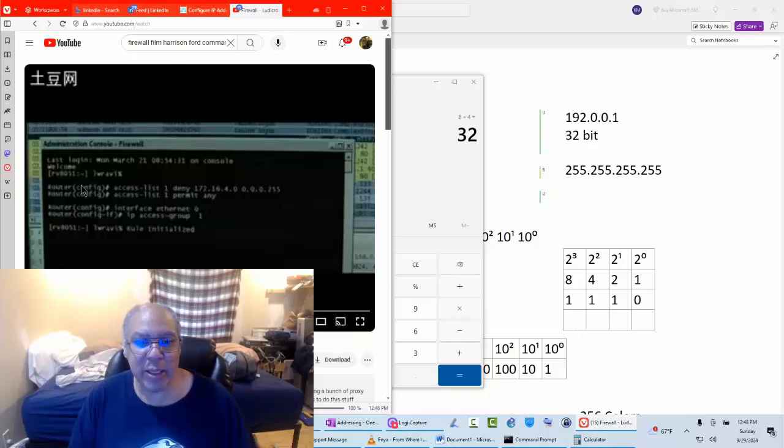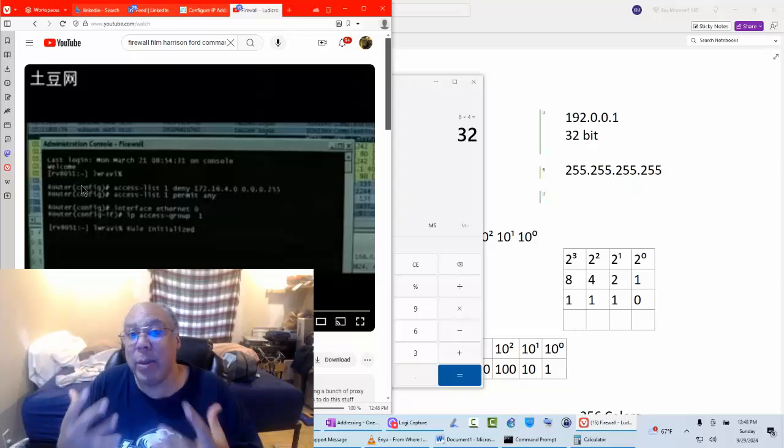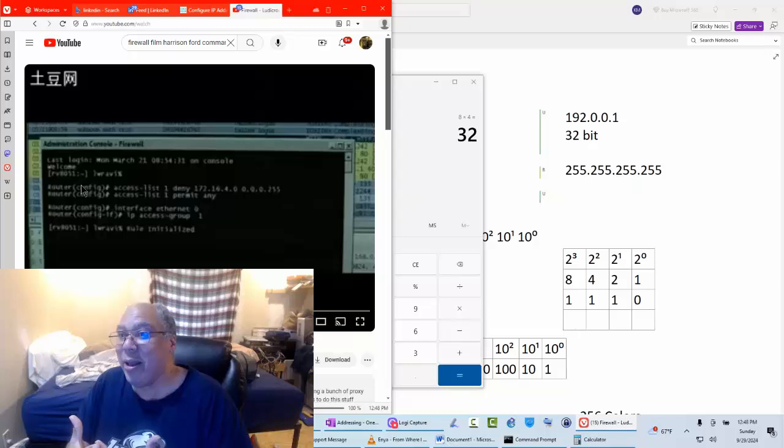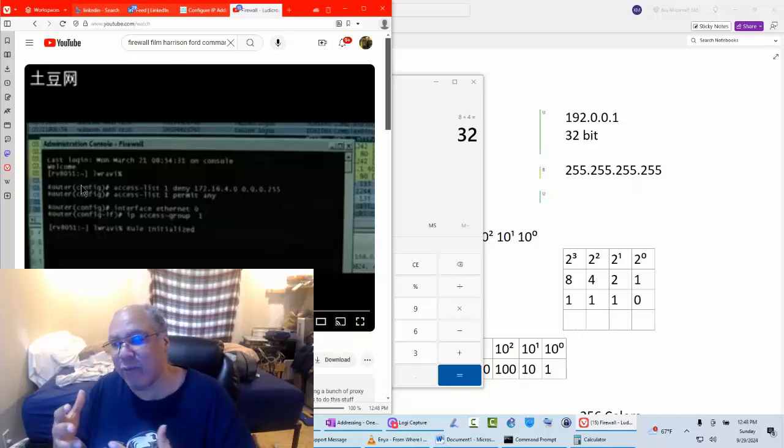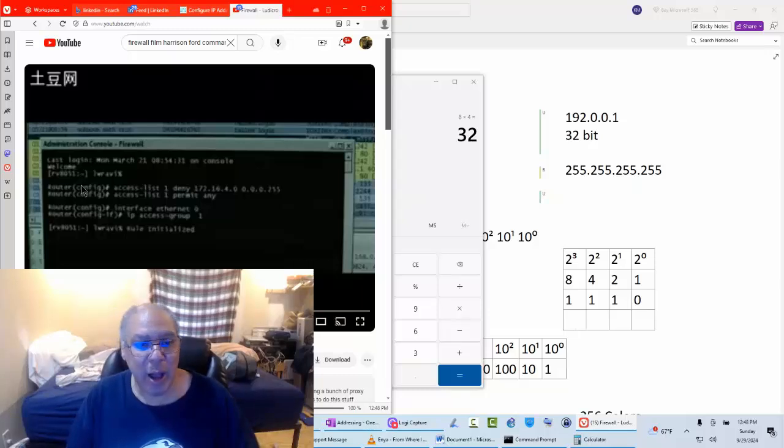Access list 1, deny 172.16.4.0. This is embedded into my memory because it's the first time I actually watched this movie after learning this stuff, and when I saw it, I was like, that's cool as hell. He even goes into Ethernet 0 and creates an actual access list and actually applies it. Pretty cool, huh?